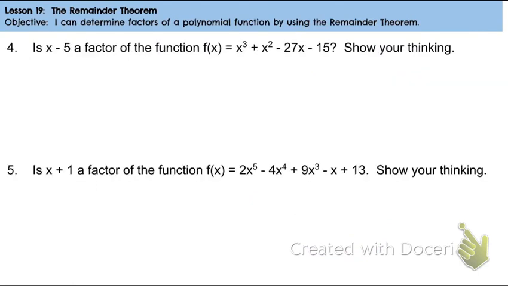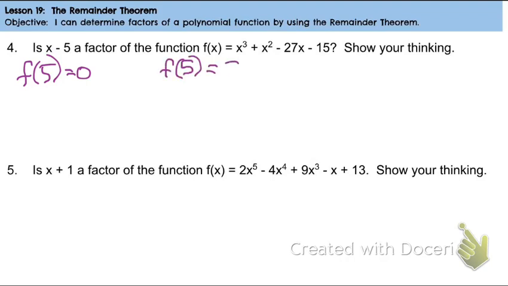For number 4, is x minus 5 a factor of that function? Well, if it is, when I plug in f of 5, if it is a factor, then that should be 0. That's my thinking. Okay, so I'm going to go ahead and plug in f of 5.